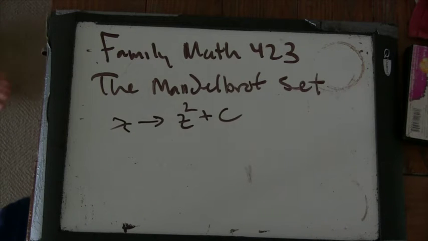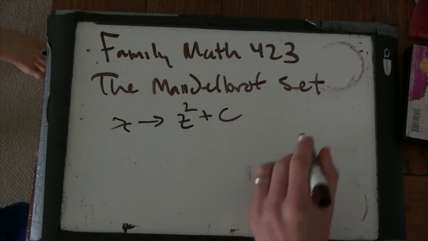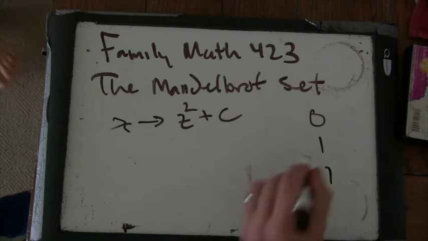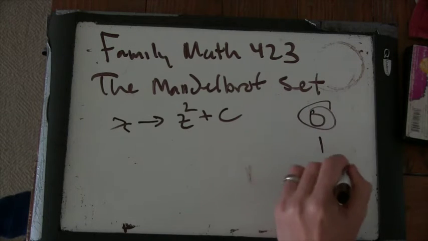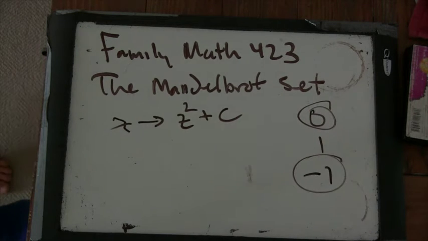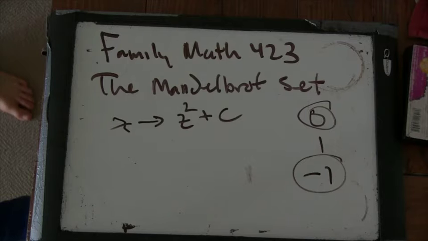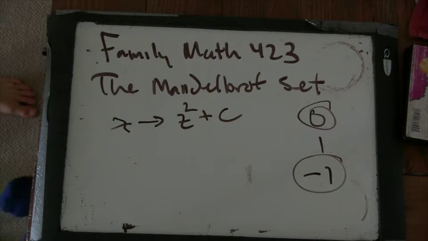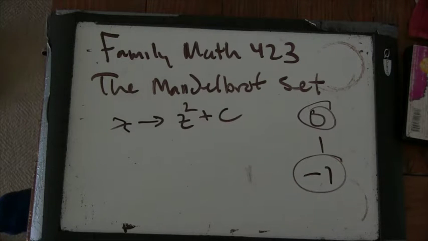Okay, so we've tried 0, 1, and minus 1. And we found that 0 and minus 1 were part of the Mandelbrot set. What do these three numbers have in common? Well, they're all pretty close to 0. That's true. They're all in our complex plane, they're all on one axis. And what is the name of that axis? The real axis. These are real numbers.